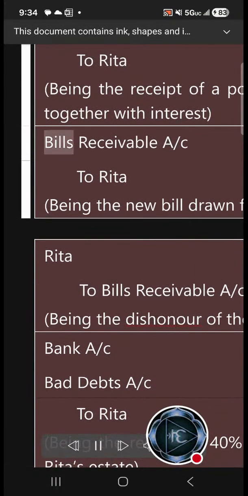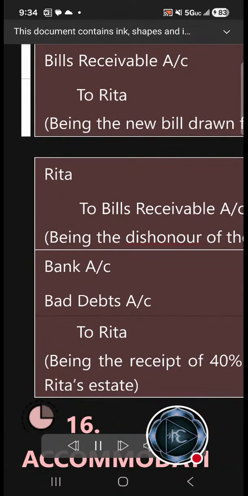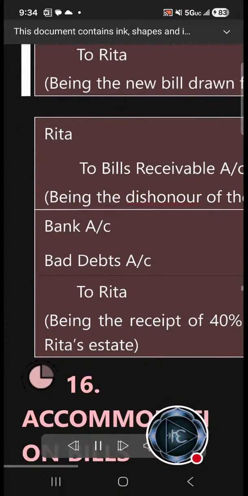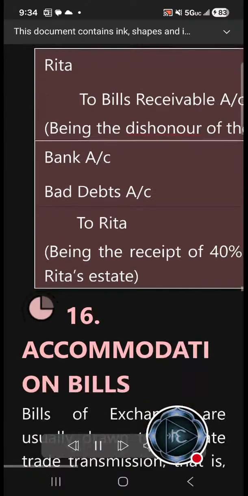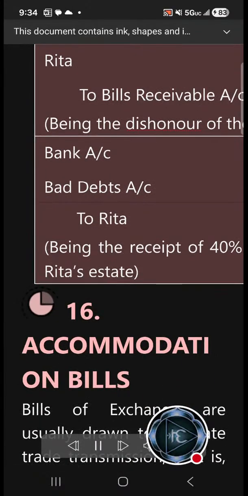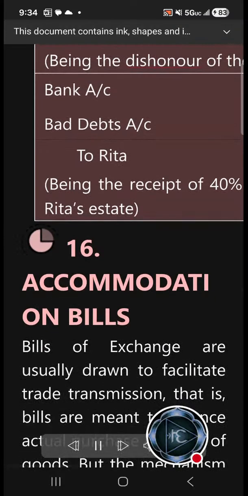51,500. Bills receivable A/C Dr. 50,000 To Rita. Being the new bill drawn for the balance. 50,000. Rita Dr. 50,000 To bills receivable A/C. Being the dishonor of the bill due to Rita's insolvency.